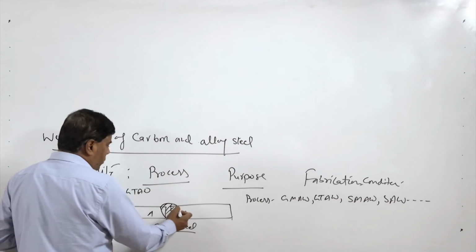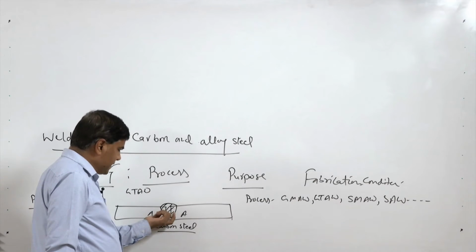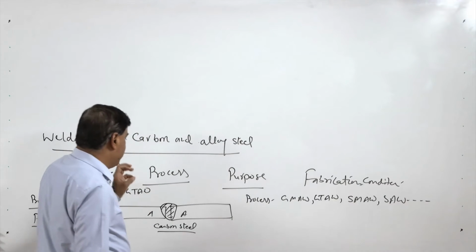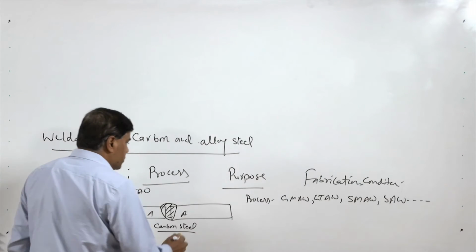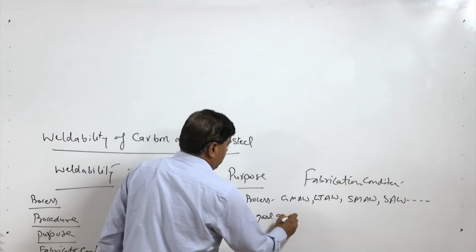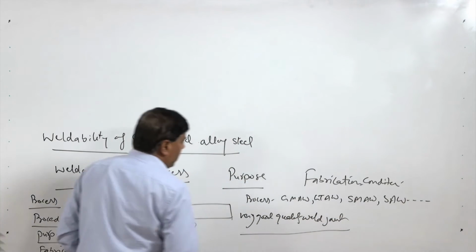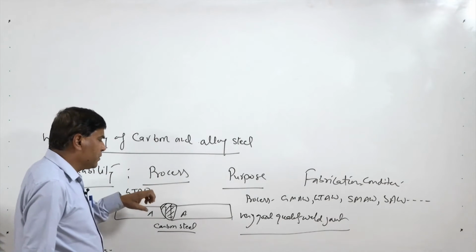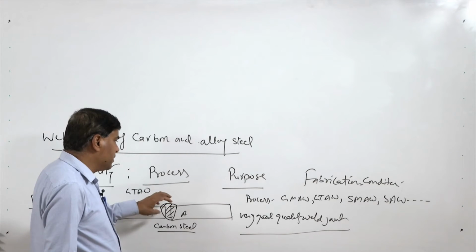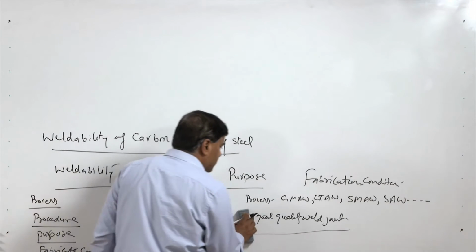GTAW process, the quality is excellent because the damage to the base metal is minimum, weld size is minimum, and the soundness of the weld joint is extremely good. So, it results in a very good quality weld joint. But since the process productivity is slow, just from the quality point of view the weldability is extremely good, but from the productivity point of view, the productivity of the GTAW process is very low.